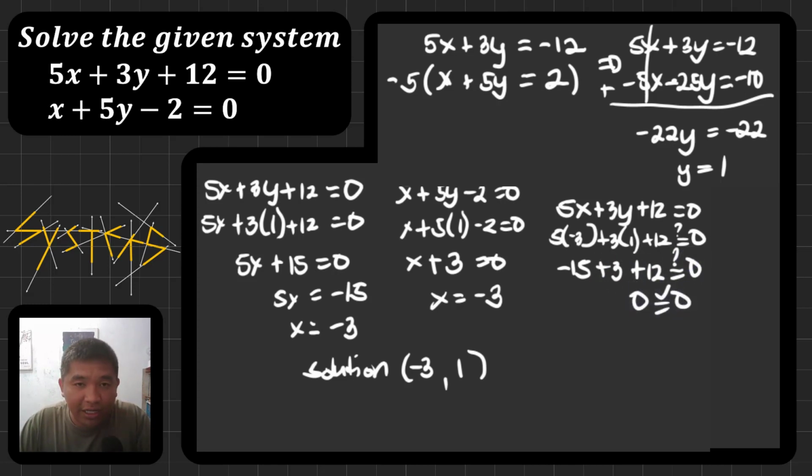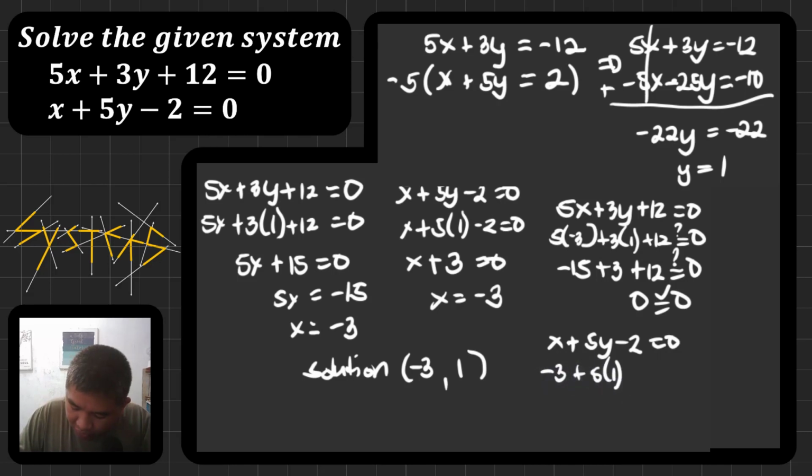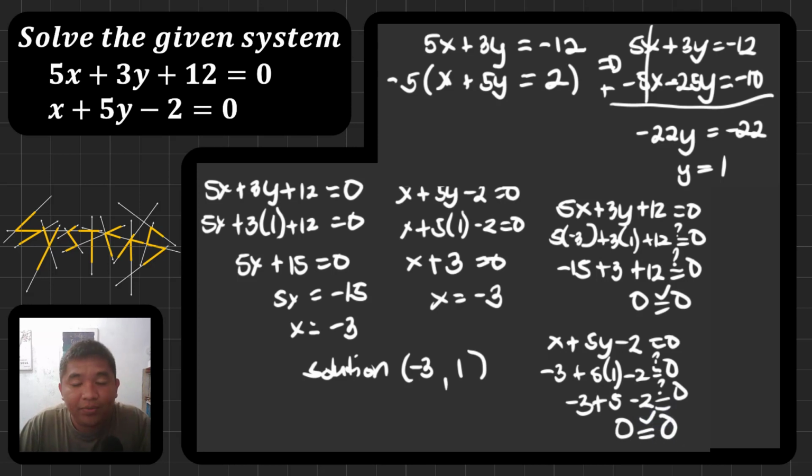And as mentioned earlier, this solution should also satisfy the second equation. X plus 5y minus 2 equals 0. So you have negative 3 plus 5 times 1 minus 2, question mark 0. Negative 3 plus 5 minus 2, question mark 0. Of course, that's 0 equal to 0. So this is the verification process, and we have proven that our solution being negative 3 and 1 is a solution for this given linear system.